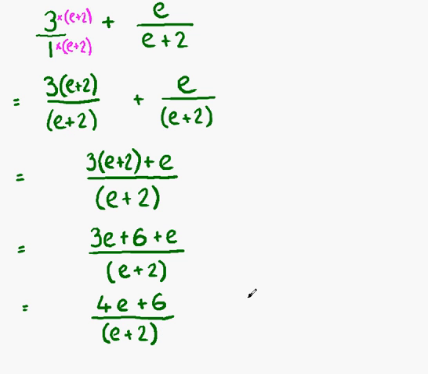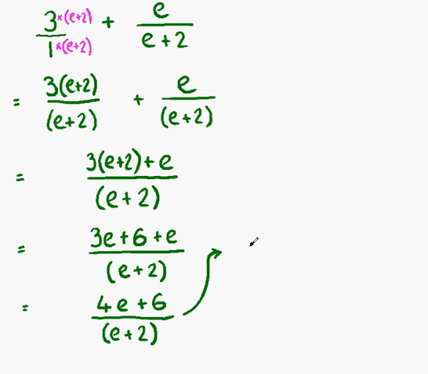Now, we have a fraction. We need to check to see if we can simplify. So at present we can't. What we should try is factorising the top line. Hopefully we might get a bracket with e plus 2, which could then cancel. If not, then fair enough, but we'll try it anyway.